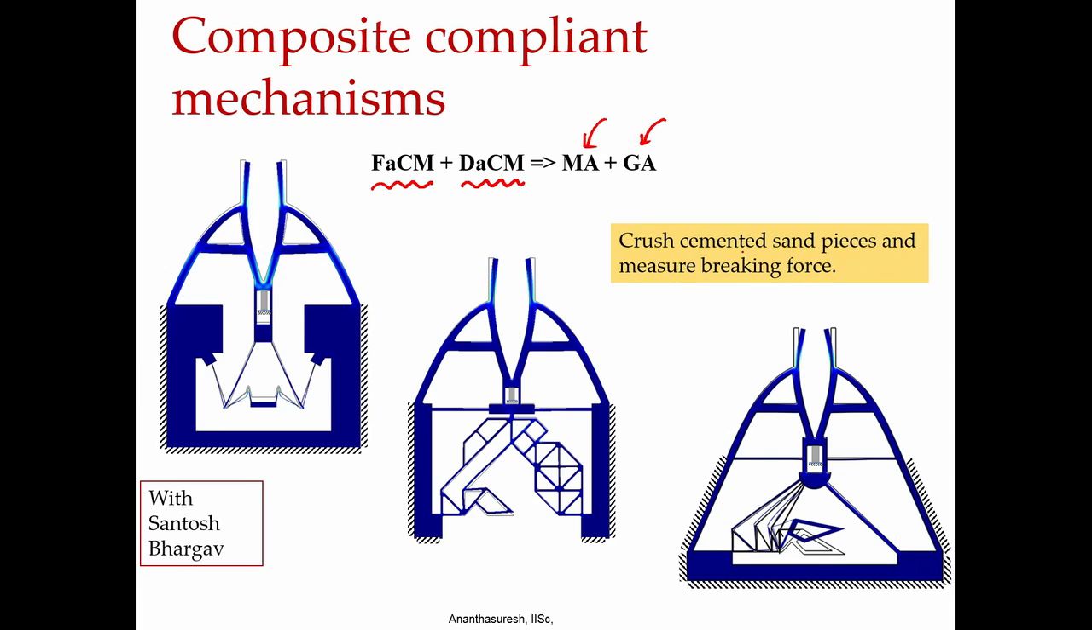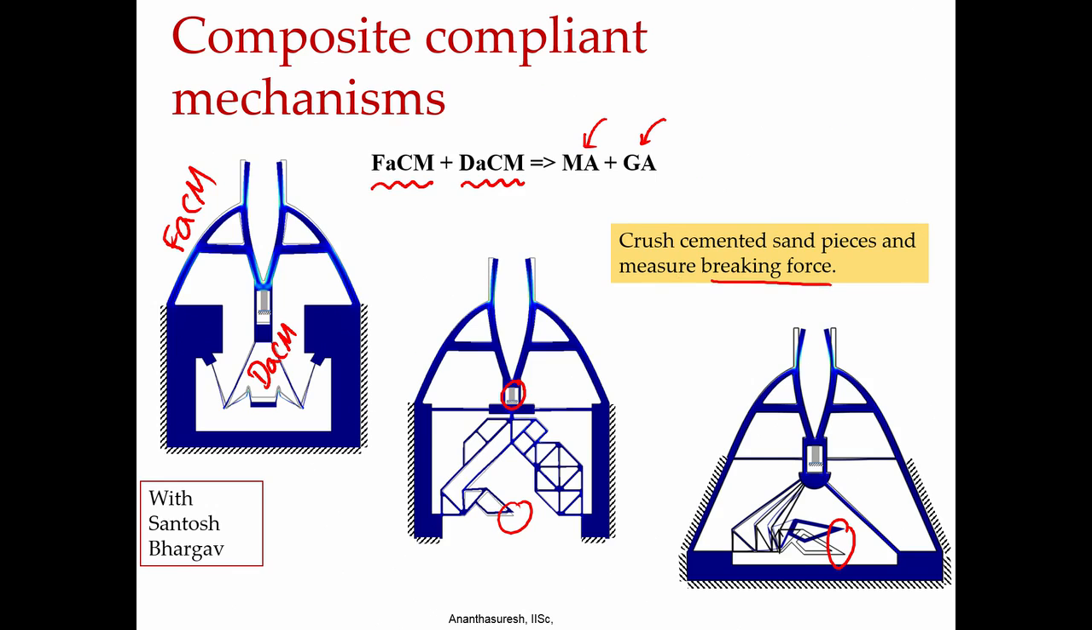This was to crush cemented sand pieces, specimens, in order to measure their breaking force. So, the top one is the FACM and this is DACM. There are different kinds, and what happens is when you apply the force, there is the specimen that is there that will be crushed, and how much force is applied, we can see that in terms of the displacement here, and measure by doing calculations what that breaking force is.